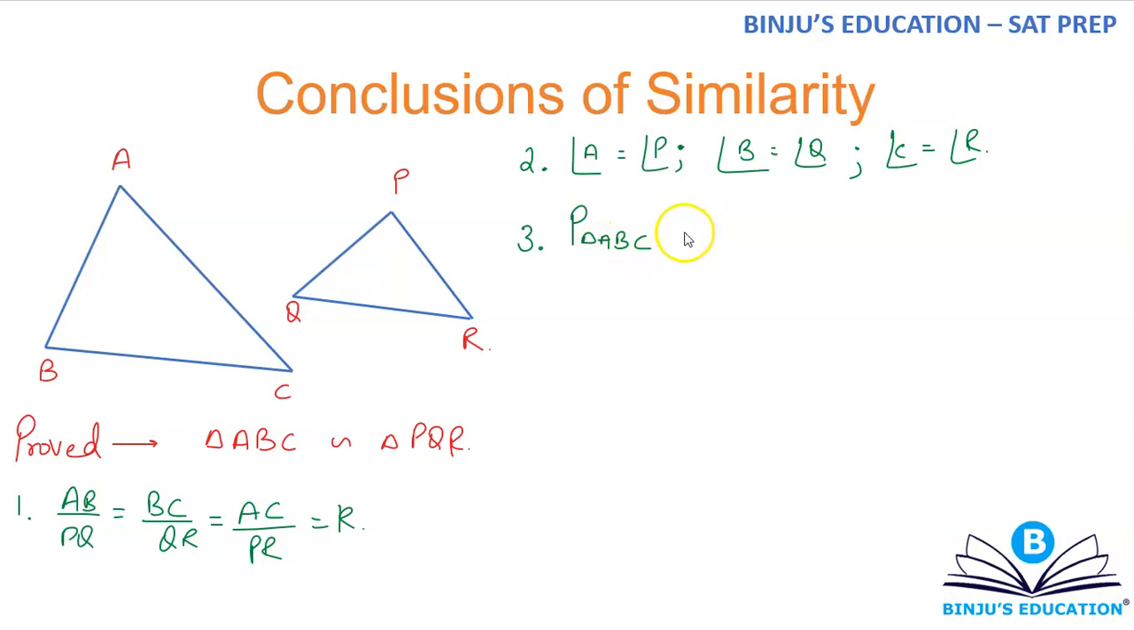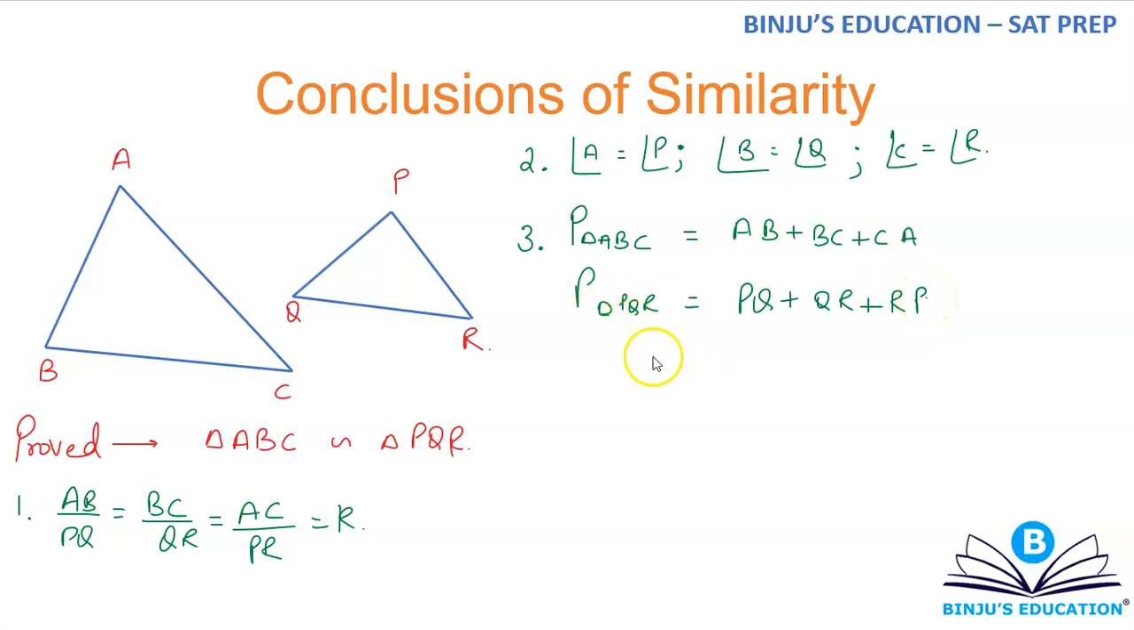So if I talk about the perimeter of triangle ABC, what is perimeter? It is nothing but the sum of the three sides. So that is AB plus BC plus CA. And what is the perimeter of PQR? That is PQ plus QR plus RP.